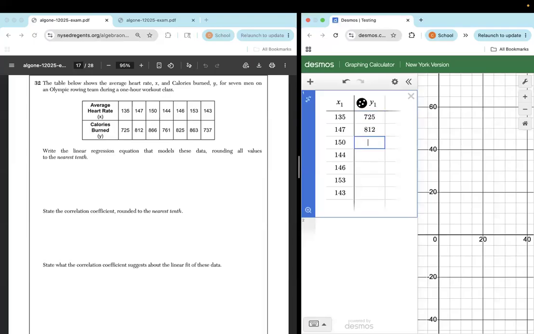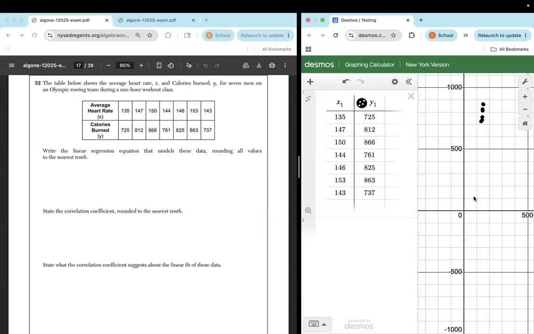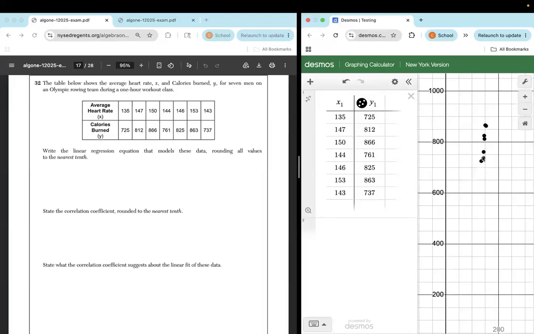725, 812, 866, 761, 825, 863, 737. And let me double check my X values. 135, 147, 150, 144, 146, 153, 143. Okay, I have all my data in the table. Now I'm going to hit this button, which says add regression. And by the way, it should plot the points. It'll make like a scatter plot for you. And just from the shape, I can predict that we have a positive correlation.